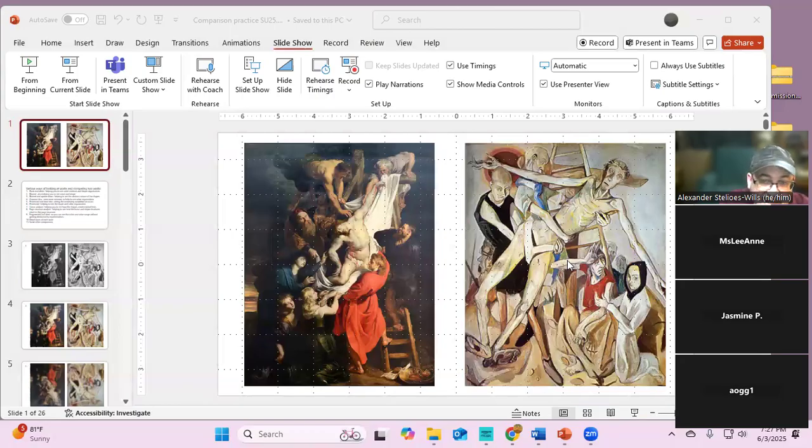And so another way you could look at it is things like, well, what is the most important thing in this painting? And what's the most important thing in this painting? And then what decisions did the artist make to make sure that I understood that those were the important things?